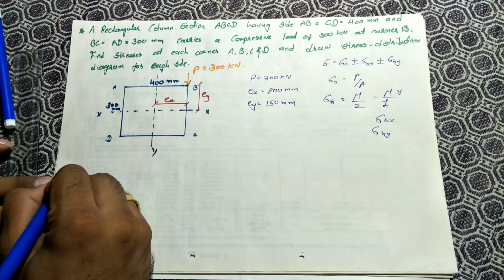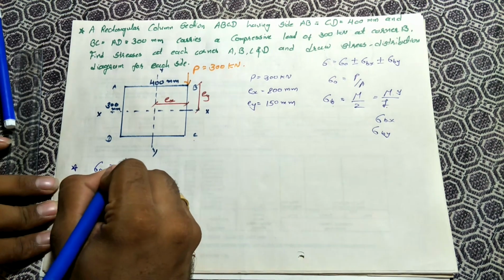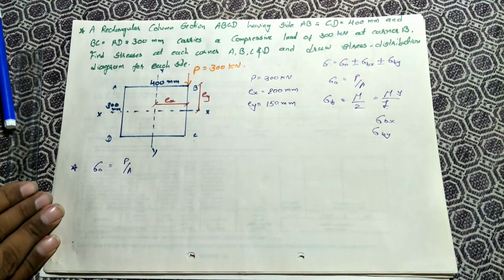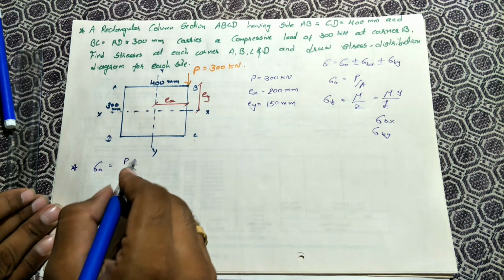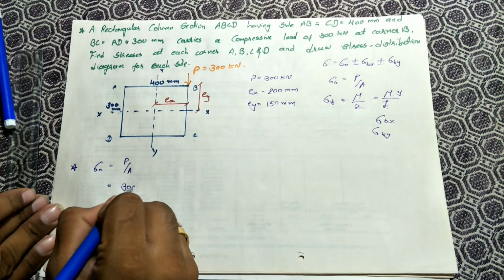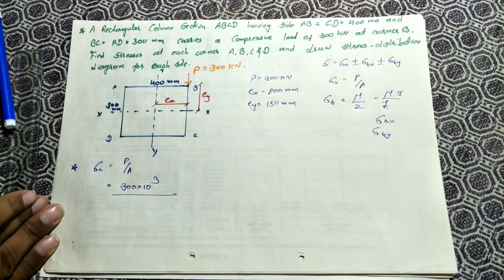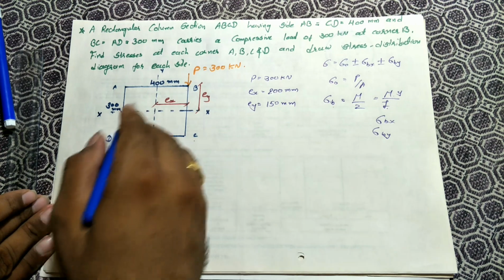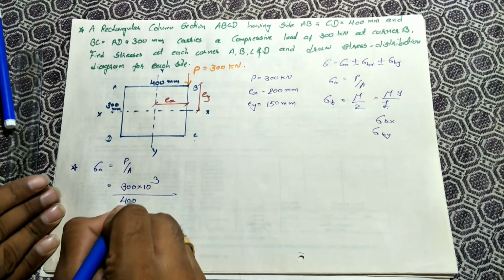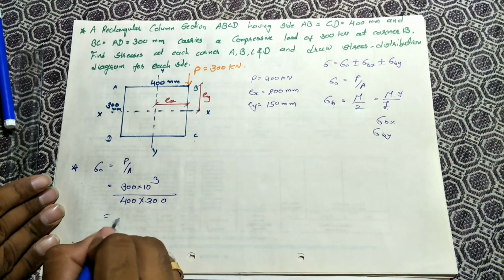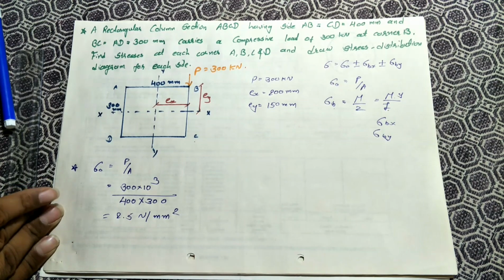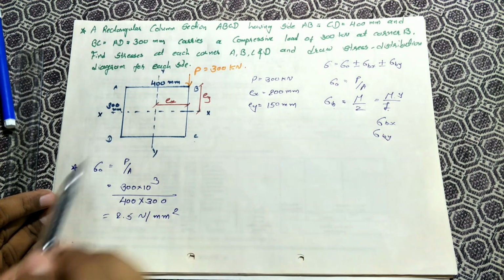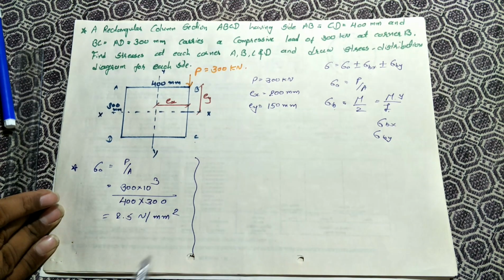So how will we calculate the direct stress first? Sigma 0 equals P by A, direct stress, your first calculation. See, your P is 300 into 10 to the power 3, because the load is in kilonewton. We are calculating stress in Newton per mm square. The area of the whole rectangle is B into D, 400 into 300. So this answer will be 2.5 Newton per mm square, right? Next is to calculate your bending stress.